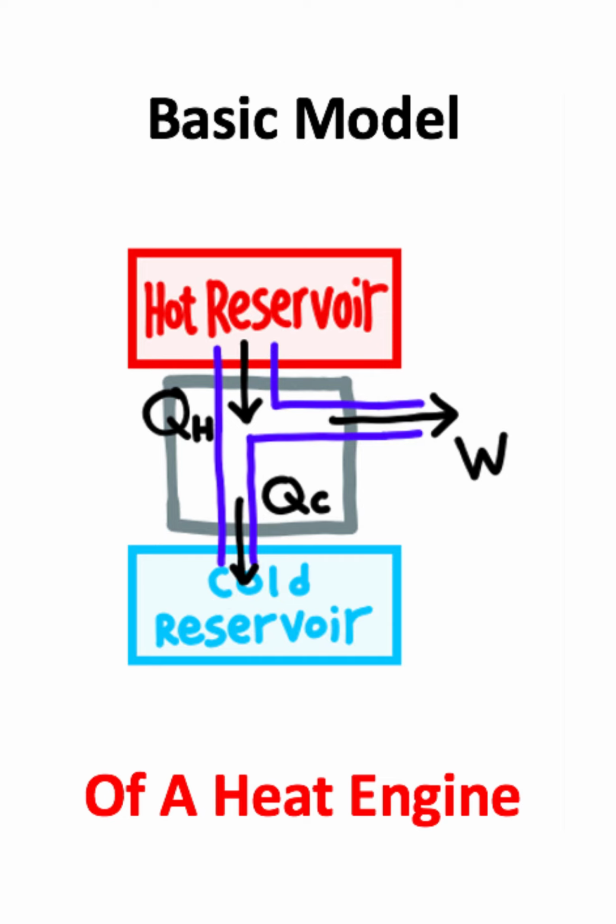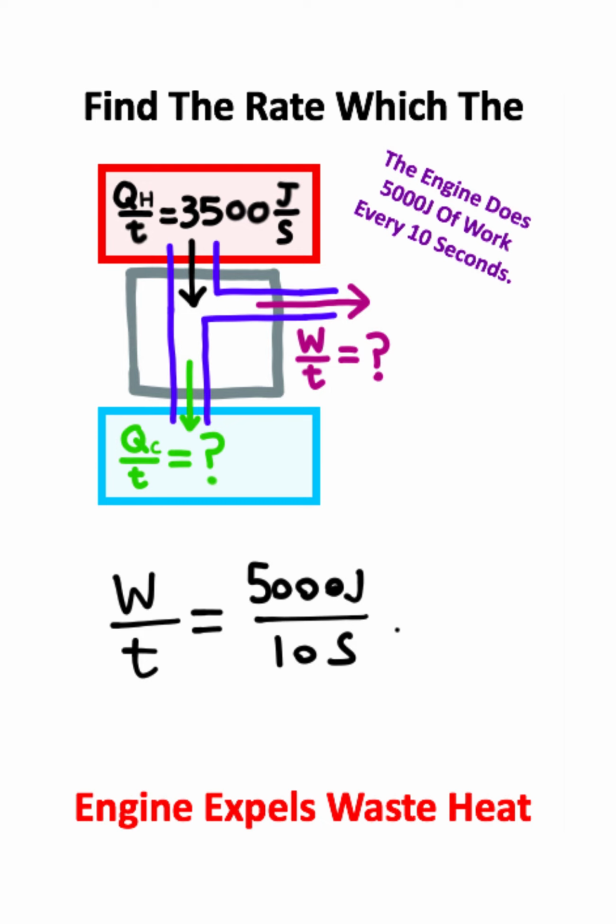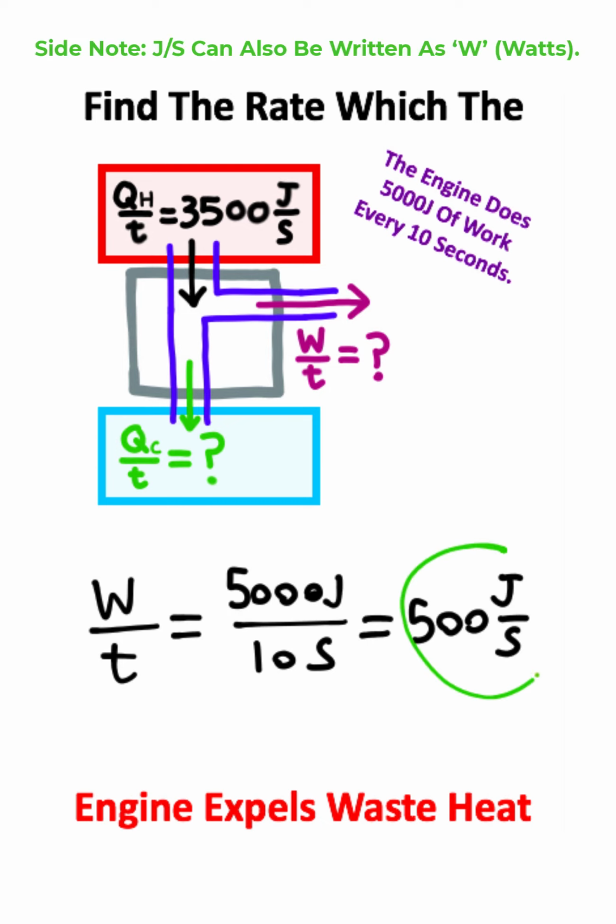Now I'm going to give you a practice problem which looks something like this, where we have 3,500 joules of heat energy per second being absorbed by the engine. But we also have this statement right here that says the engine does 5,000 joules of work every 10 seconds. So the work per time is going to be 5,000 joules for every 10 seconds. And 5,000 divided by 10 is equal to 500. So 500 joules per second is the work per time, also known as power.